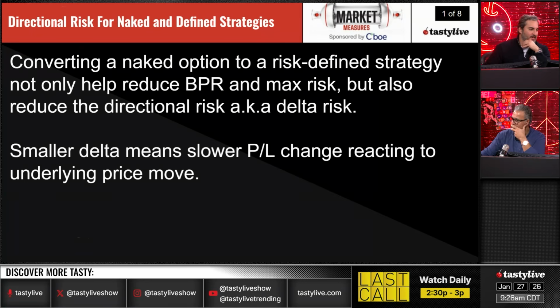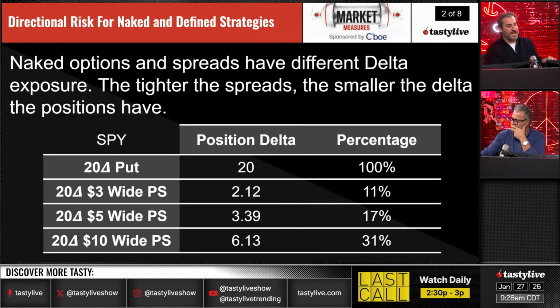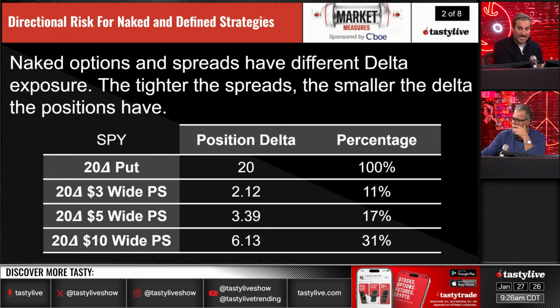Jumping to the next slide here, just a discussion on naked options versus spreads. So naked options and spreads have different delta exposure. The tighter the spread, the smaller the delta the position will have. And so when you're looking at the percentage column, we're just showing the percentage versus a naked position. So when you're selling a 20 delta put versus a 20 delta put with a $3 wide wing, you're only using about 10 to 11% of the delta exposure versus the naked position.